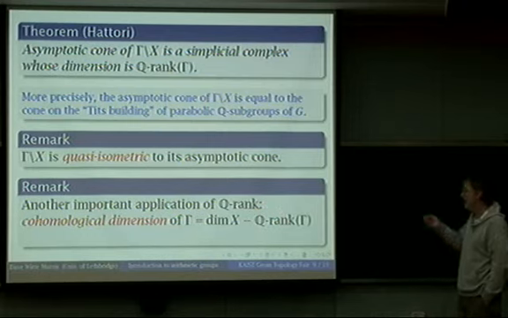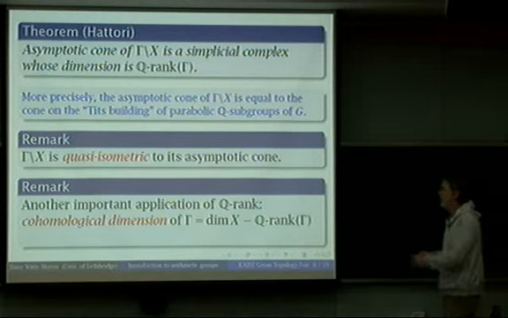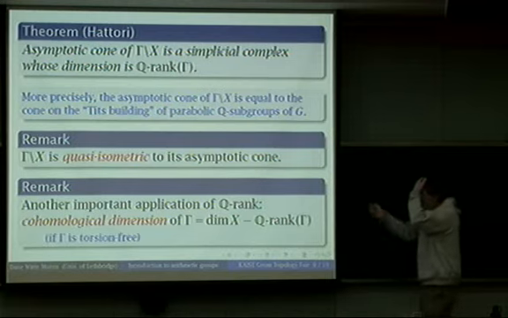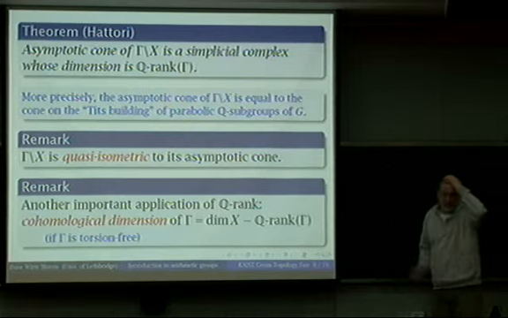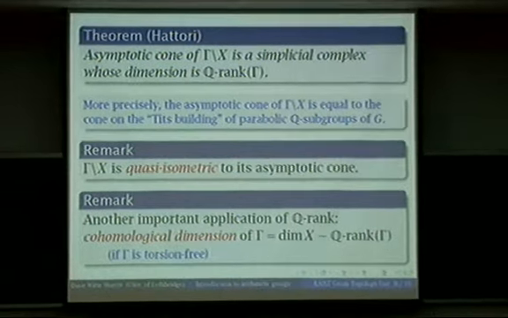What's another application of Q rank? The experts in cohomology know this. I'm assuming here that gamma is torsion free. Otherwise, the cohomological dimension would be infinite.